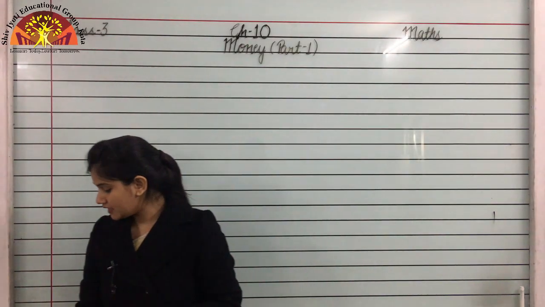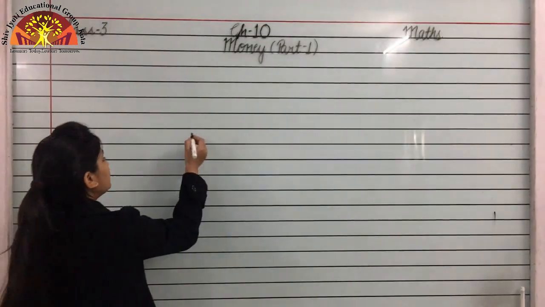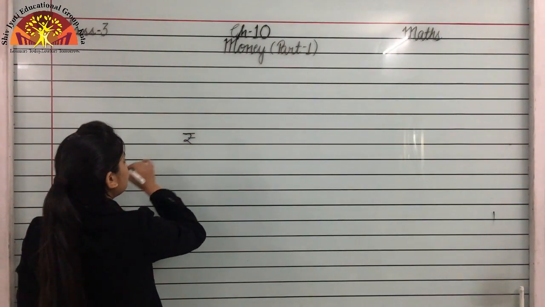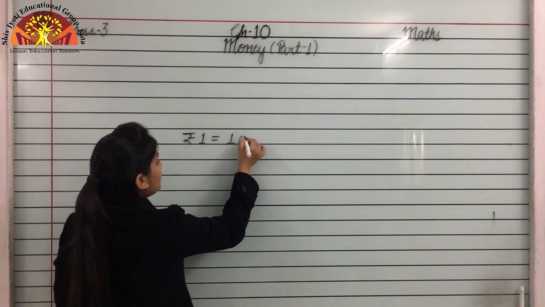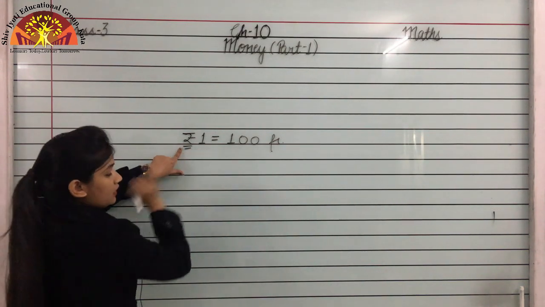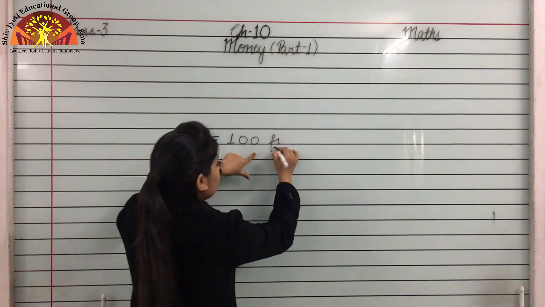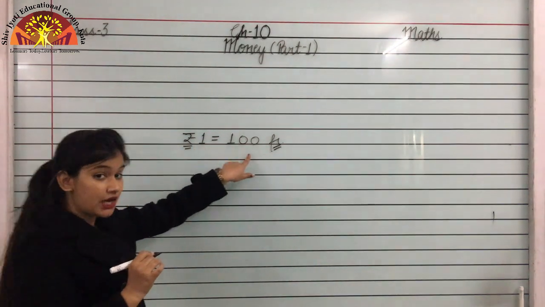So students, open page number 134 in your book, and now we will see how we can convert rupees to paisa and paisa to rupees. So students, rupee 1 is equal to 100 paise. In this way you will show rupees and in this way you have to show paise. Okay, and in 1 rupee we have 100 paise.